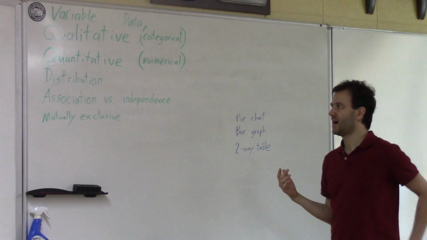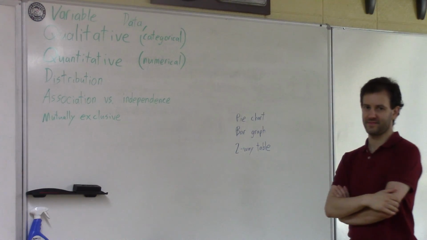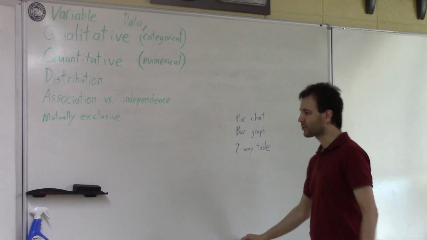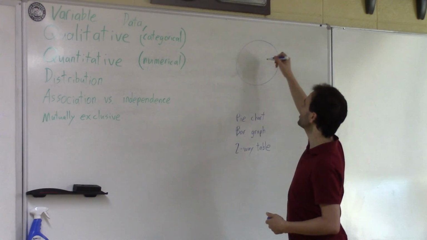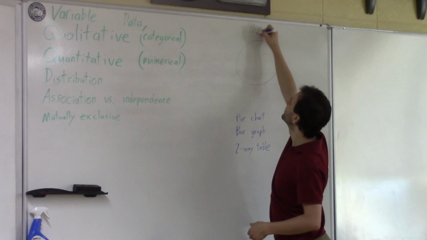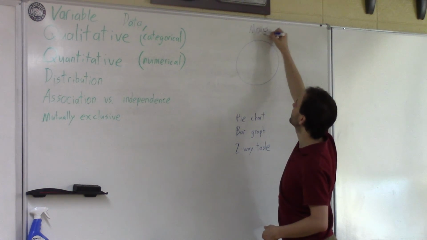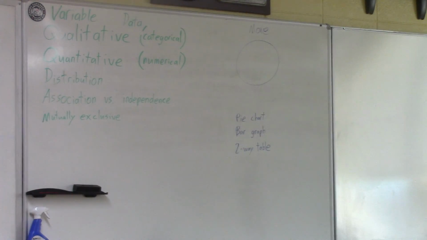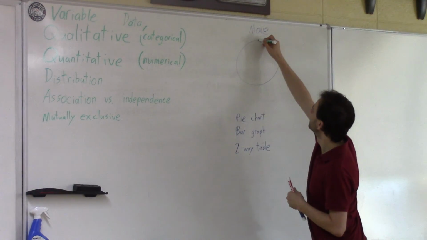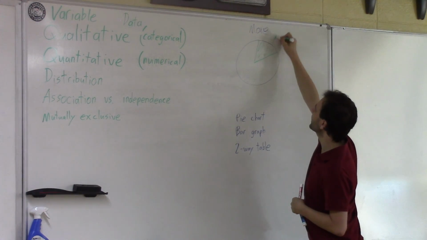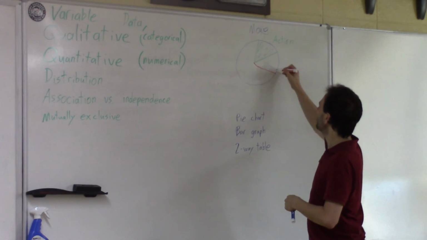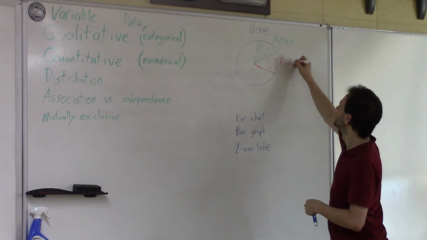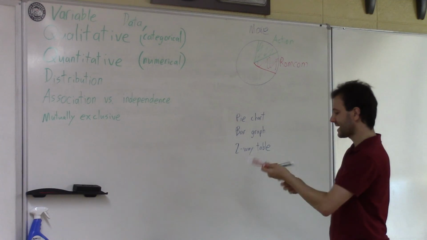So let's talk about ways to describe qualitative data. So categories. You could create a pie chart. Let's create a pie chart for how many people like movies of different types. So let me get several colors here. People who like action movies most. People who like romantic comedies most. And people who like something else most.